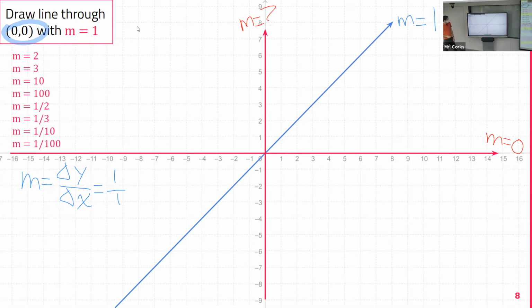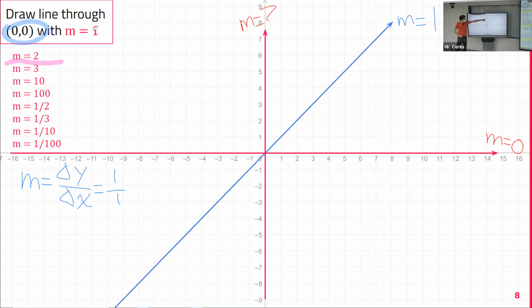All right, let's think of a few different lines here and see what they would look like. Let's start first with m equals 2. What is that going to look like relative to the m equals 1 line? Okay, so it's steeper, more upward. It will be, let me make sure I get this correctly.